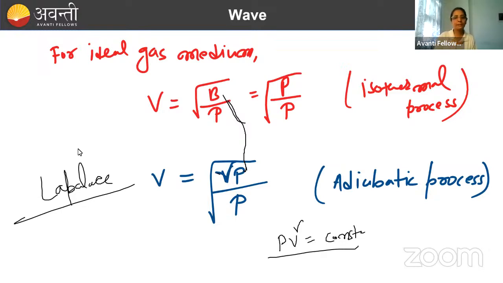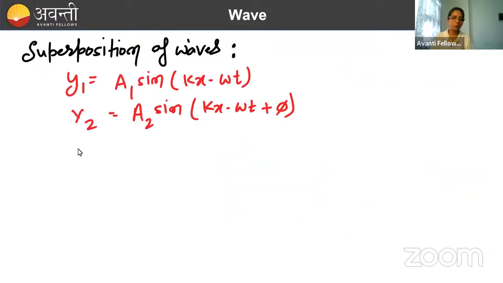Okay? So according to Laplace correction, velocity is root of gamma P by rho. If the question says consider Laplace correction, then you will write velocity as gamma P by rho. Done. Let's go. So how we add two waves, that I have also discussed in your wave optics.